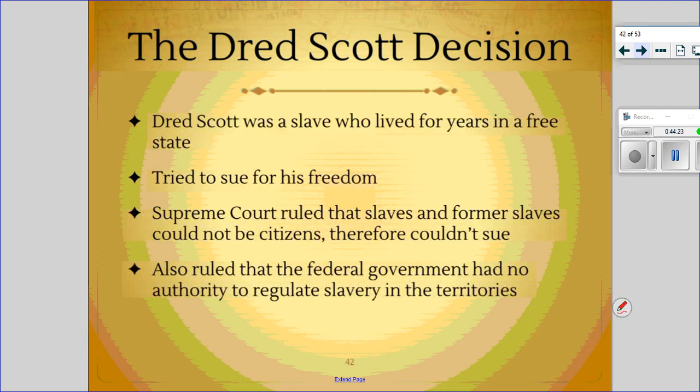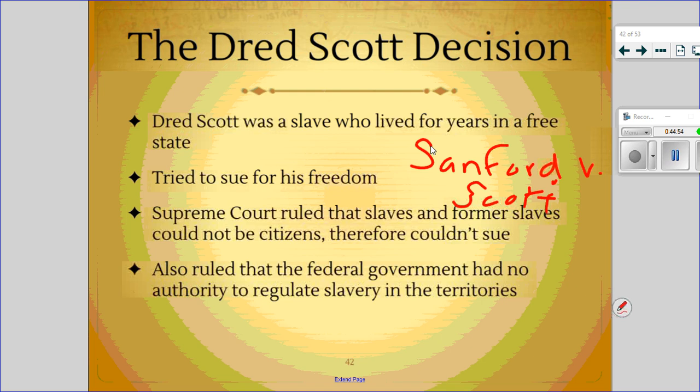Okay, another major issue is the Dred Scott decision. Dred Scott was a slave, but he lived free for years, so he sued for his freedom. Many enslaved people had successfully done this prior to Dred Scott, so he had pretty good reason to believe that it could work. Well, it went all the way to the Supreme Court. This was Sanford v. Scott. That's the name of the Supreme Court case, and it is going to have major ramifications.